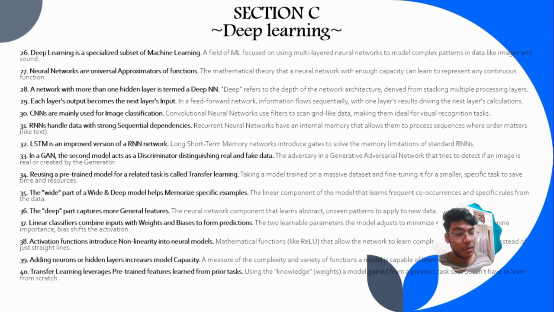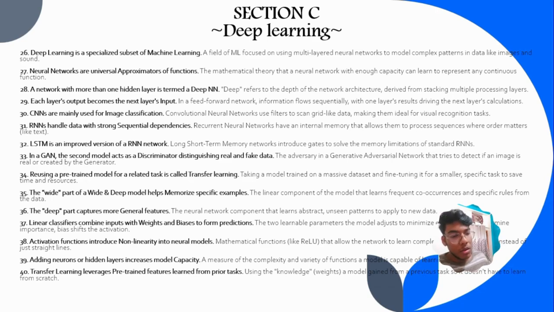Question 39, we are going to talk about capacity. So think of a model's brain size, where a small model can't learn quantum physics. It's too simple. If we add more neurons and more layers, we are giving the model more brain power to understand difficult patterns. Adding neurons or hidden layers increases the model capacity.